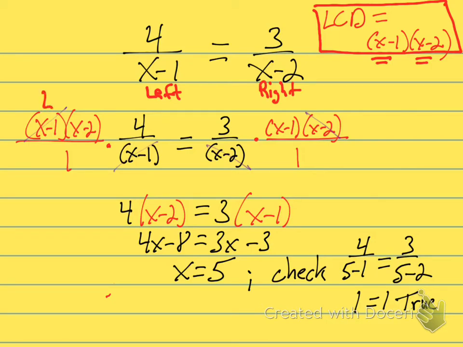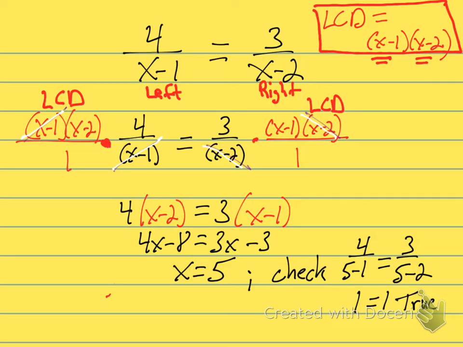I'm going to take my least common denominator and I'm going to multiply it to both sides. So here on the left side, I'll multiply 4 over x minus 1 times the least common denominator. What will happen here is the x minus 1 on the denominator and the x minus 1 on the numerator are going to cancel. On my right side, I'm going to have the least common denominator multiplied times the 3 over x minus 2. And notice that the x minus 2's cancel out.